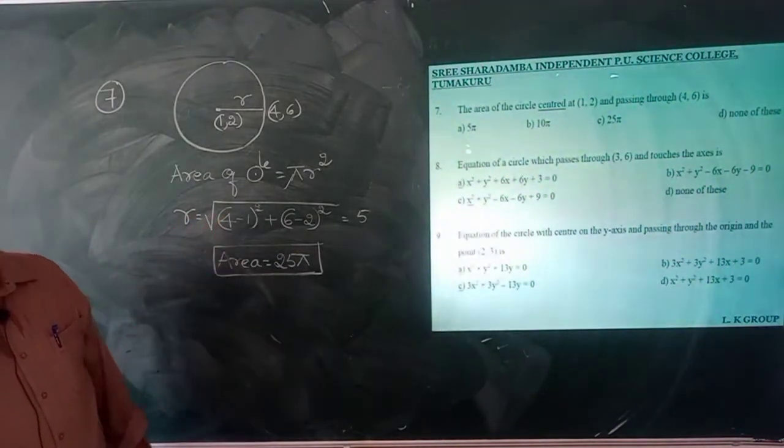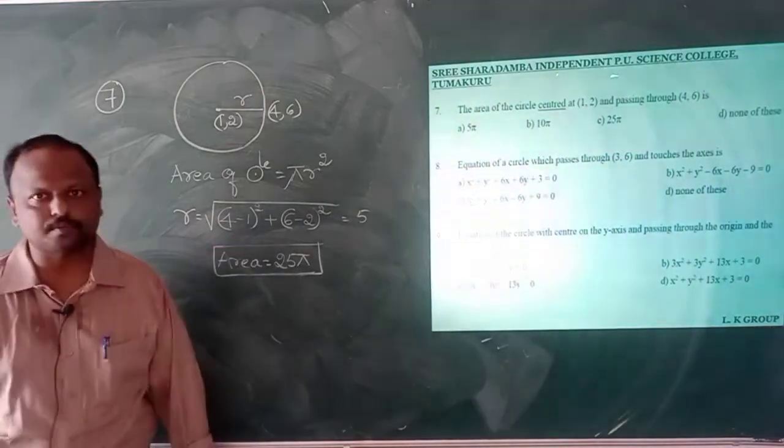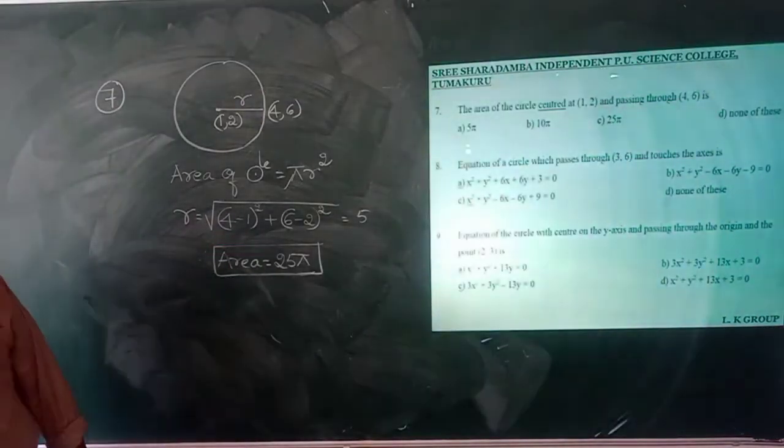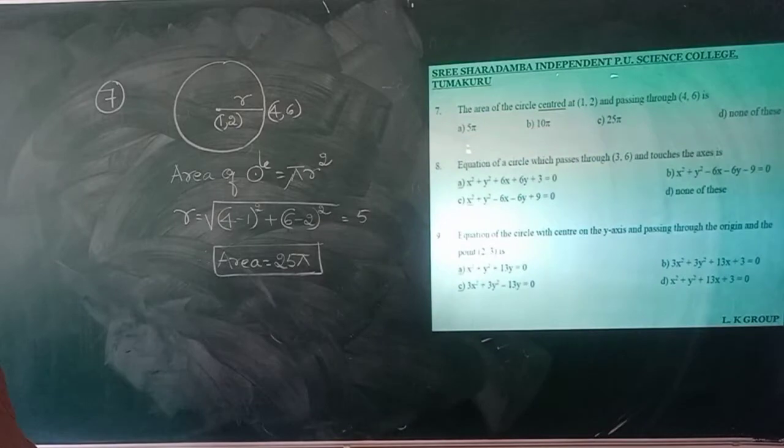Area of circle is pi r square. R is equal to square root of (4 minus 1) whole square plus (6 minus 2) whole square, that is 5. Area is given by 25 pi, that is option C.